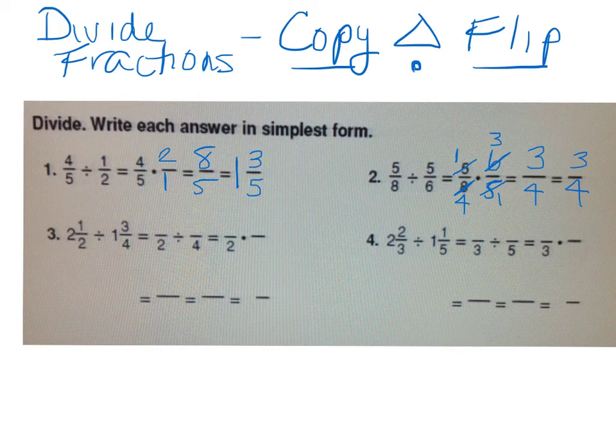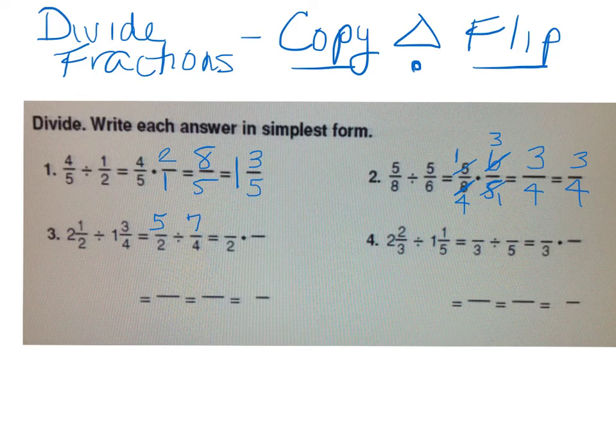So before we start doing anything, we want to rewrite our mixed numbers as improper fractions. Okay, so 2 times 2 is 4. 4 plus 1 is 5. We have 5 halves. 1 3/4 can be rewritten into an improper fraction as well. 1 times 4 is 4. 4 plus 3 is 7. So we have 7/4. Now you want to copy, change, and flip. Don't try doing it at the beginning. You need to rewrite everything as an improper fraction first.